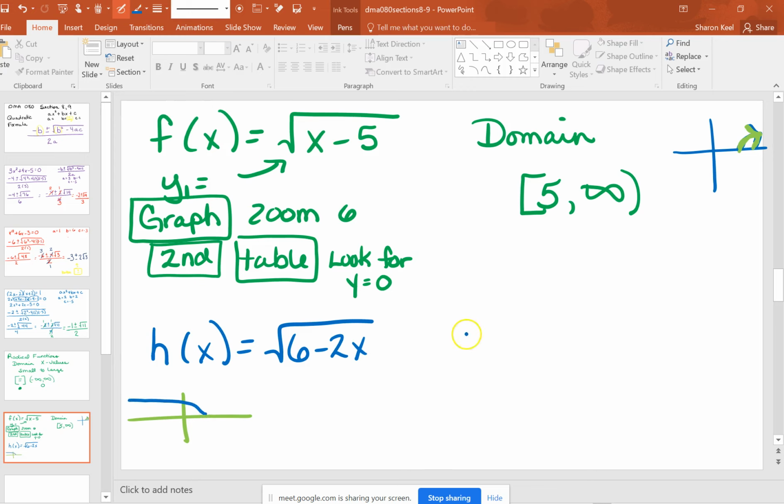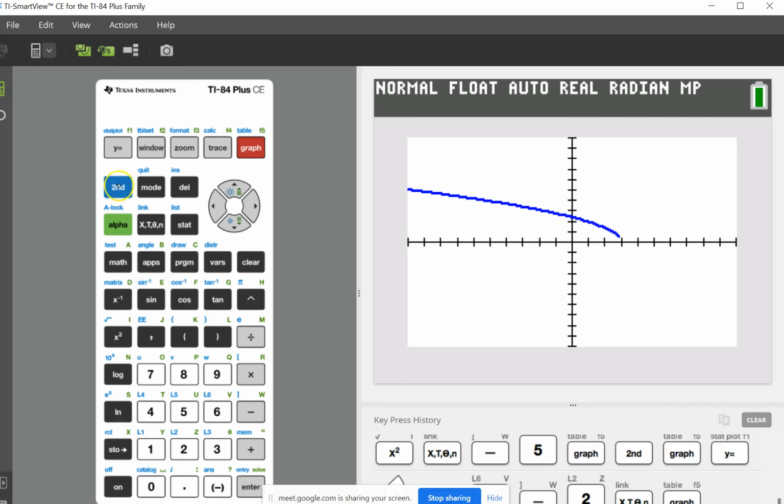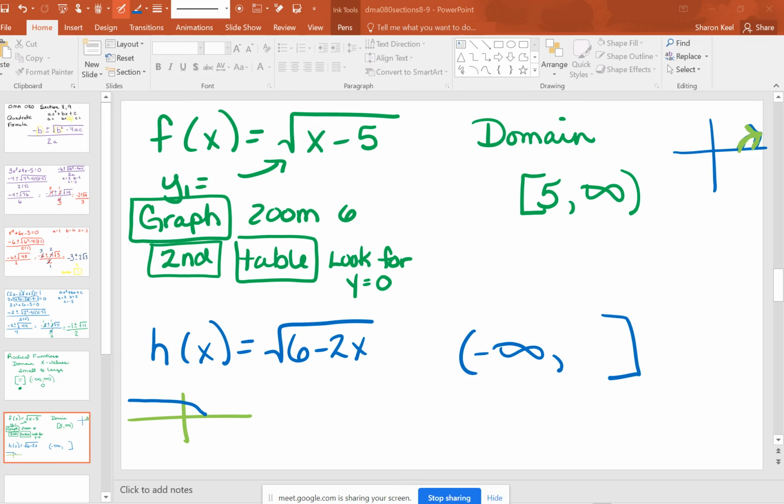So my domain on the left side, we use the parenthesis with the negative infinity. It stopped at a certain point, and let's figure out what that number is. Second table, and I want you to look for the 0 in the y column. It stops at 3.